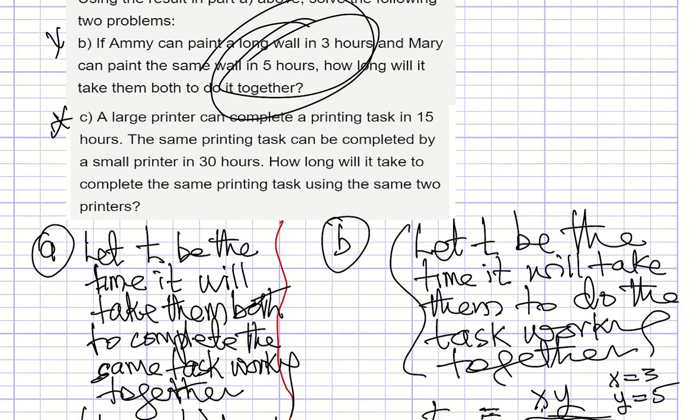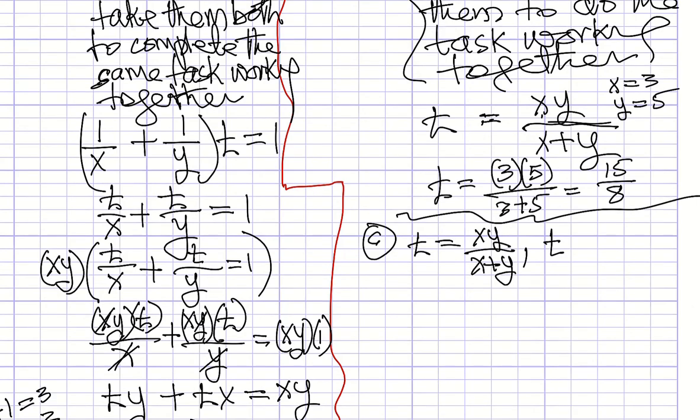Let me read it. A large printer can complete a printing task in 15 hours, okay? The same printing task can be completed by a small printer in 30 hours. How long will it take to complete the same task using both printers? You see, the same idea. Make sure you understand that. So that's the formula we derive.